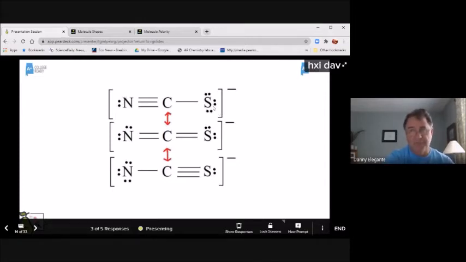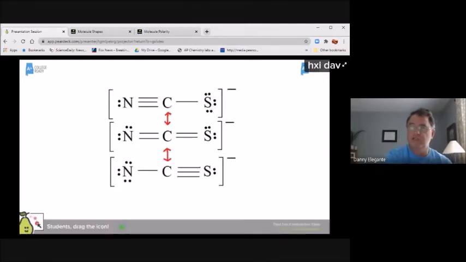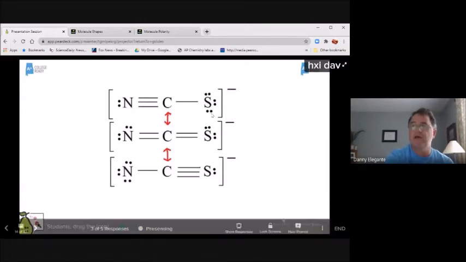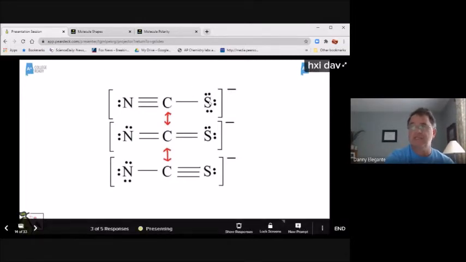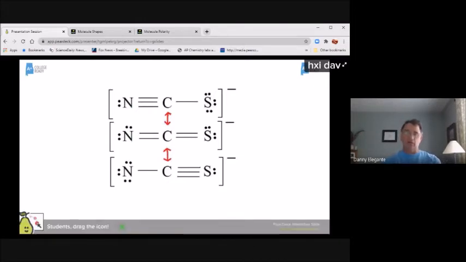Sulfur, on the other hand, on that same first molecule, would have a formal charge of: it has 6 valence electrons, minus 6 around it. So 6 minus 6 is 0, minus half of 2, because there's one bond, that's 2 electrons. So 6 valence electrons minus 6 in lone pairs minus half of 2 means sulfur would be a -1 formal charge.